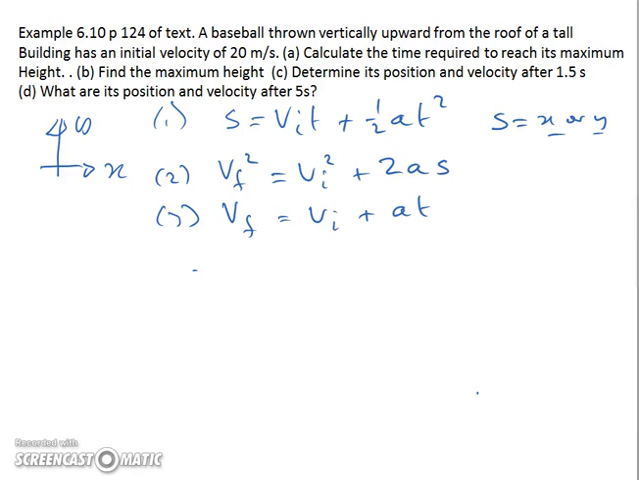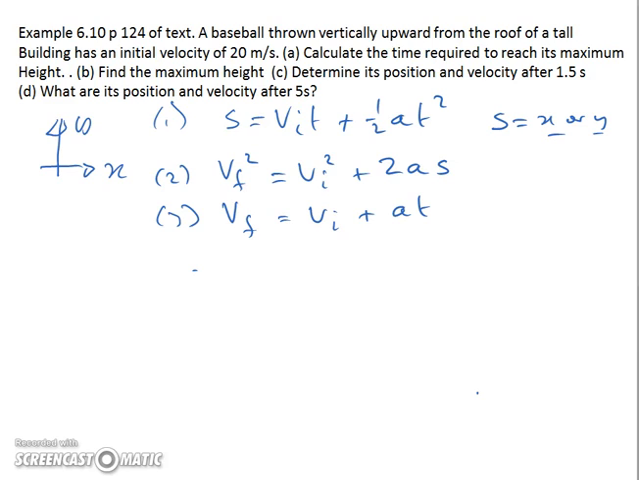Okay, so now we'll do example 6.10. A baseball thrown vertically upwards from the roof of a tall building has an initial velocity of 20 meters per second. That will be upwards. Calculate the time required to reach its maximum height. Find the maximum height. Determine its position and velocity after 1.5 seconds and also after 5 seconds.